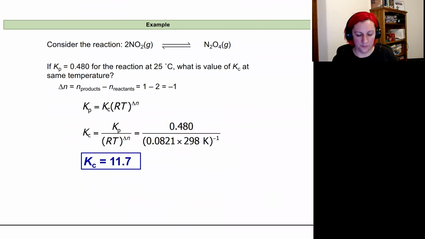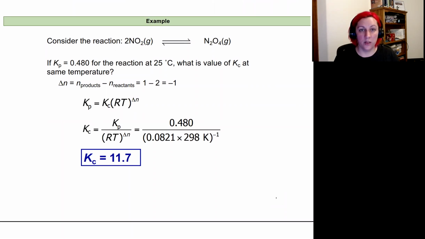Let's look at an example. We're looking at NO2 combining to form N2O4. We were previously looking at the reverse of this, the decomposition of N2O4. Our Kp value is equal to 0.480 at 25 degrees Celsius, and we want to know what Kc value we have at the same temperature. So we're going to use our equation Kp equals Kc times RT to the change in n, and rearrange it so that we'll be calculating our Kc value right here.